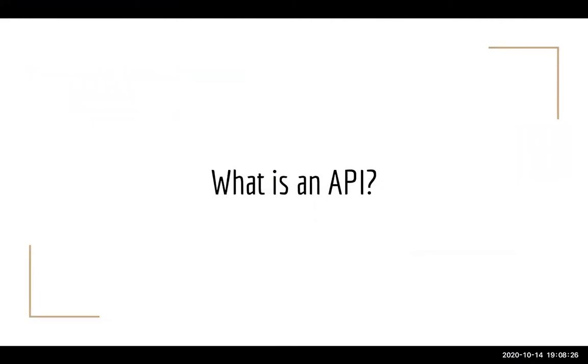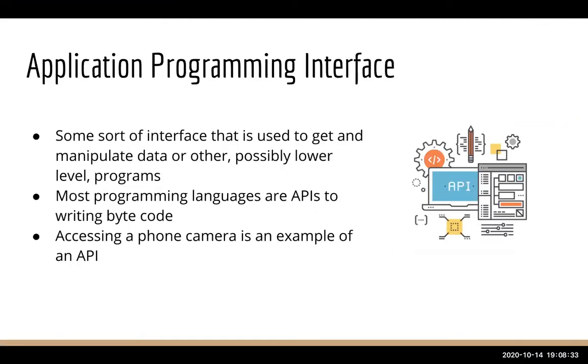So the first question that you're probably wondering is, what is an API? In short, it stands for Application Programming Interface, and it's a way to get and manipulate code or other programs, even possibly lower level stuff.